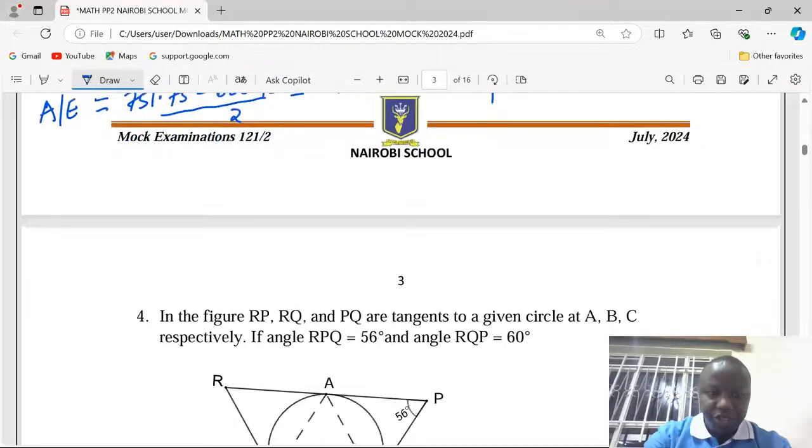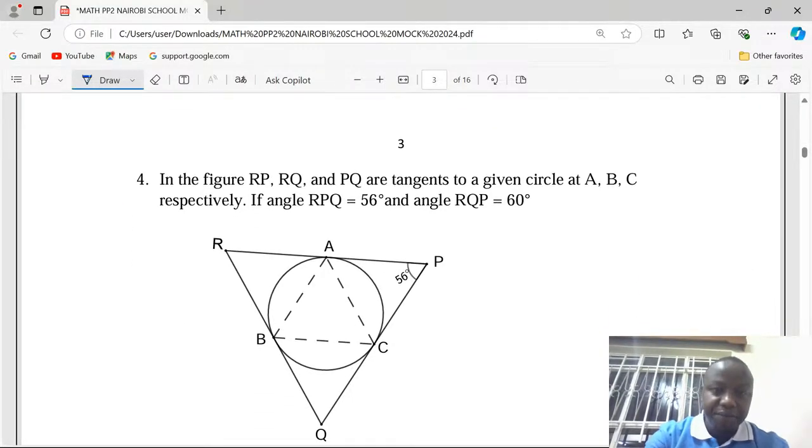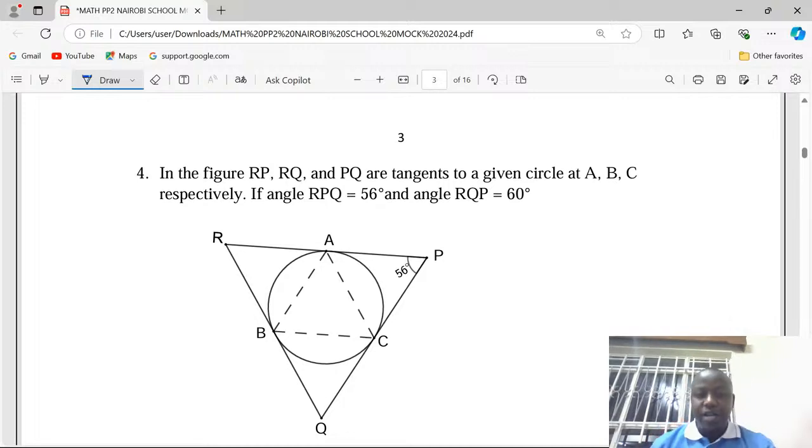Let's continue. There is a number 4 here. Yeah, question on angles, triangles, and circles. As we handle the question, it's good. Yeah, thank you to those who are following.